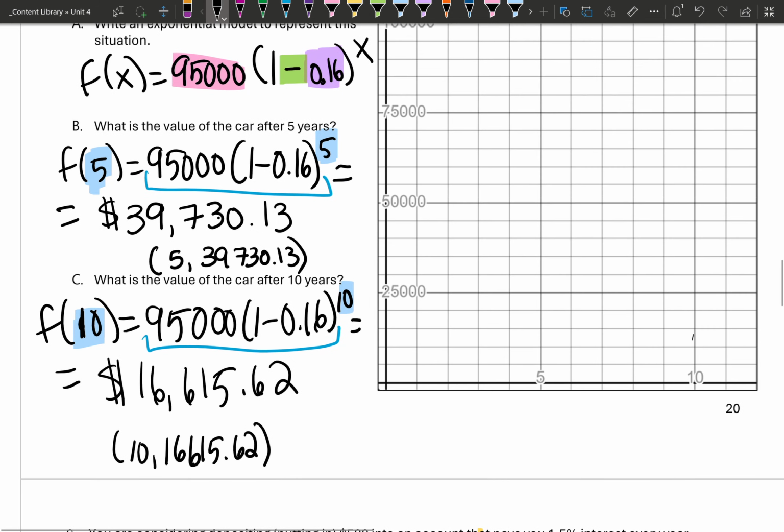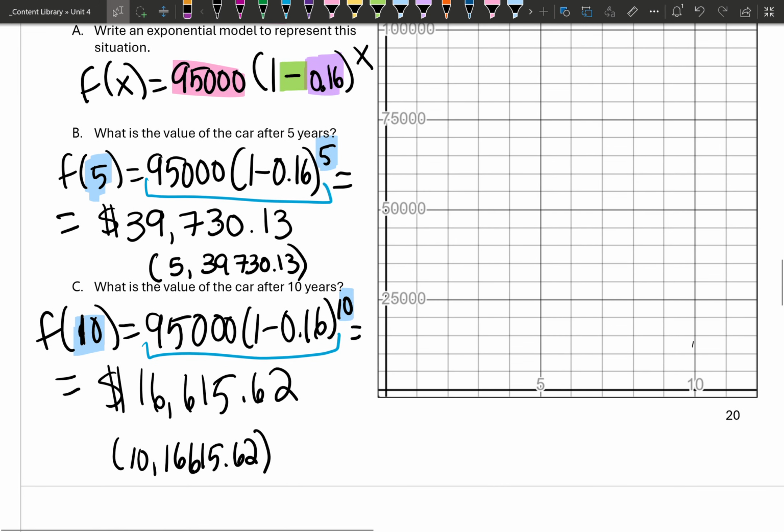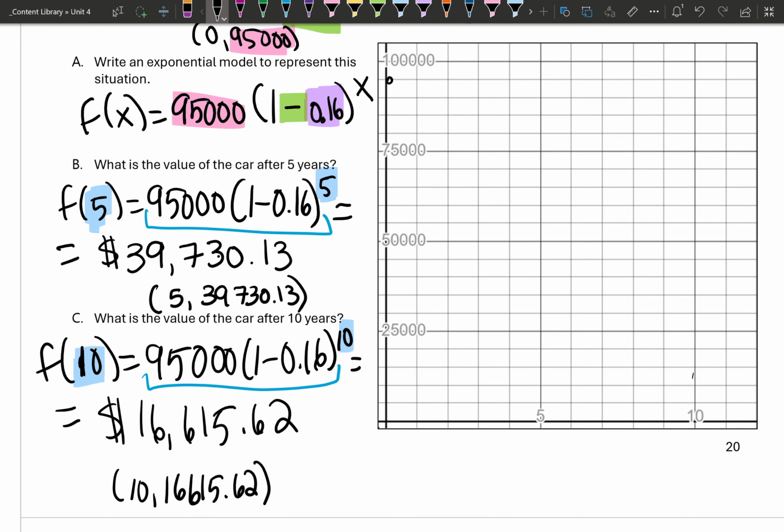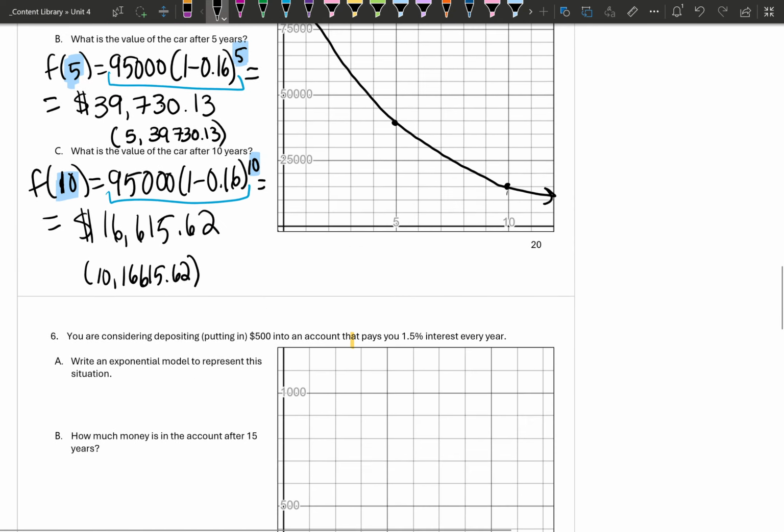All right, we got 3 points to graph. Let's do it. 0, 95,000. 5, 39,000. I guess it's like right here. Then we have 10, 16,000. Look at how quickly that value goes down. Sucks, right? That's the car market for us.